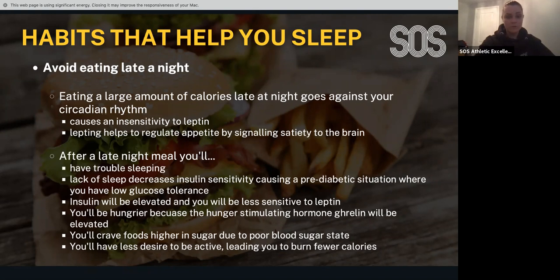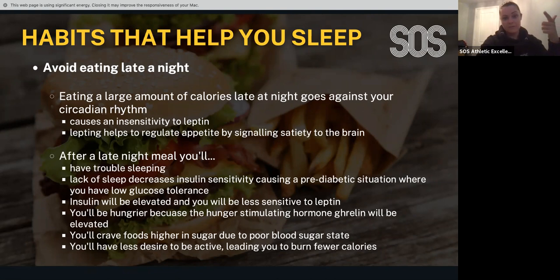So trying not to eat too close to bedtime is beneficial, because eating a large amount of calories goes against our natural cycle. It can lead to an insensitivity to leptin, which helps us regulate appetite by signaling satiety, telling the brain that it's full. And this then has a bit of a knock-on effect. So if you eat late at night, you'll have a little bit more difficulty sleeping than you normally would.